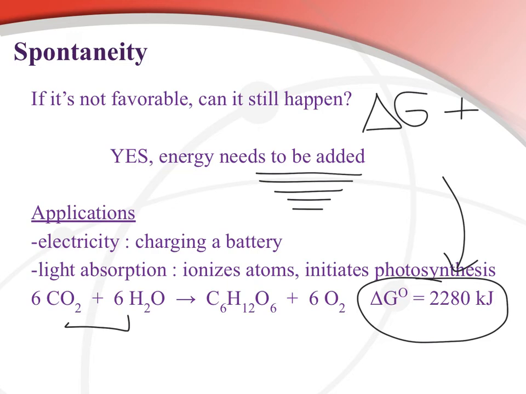Charging a battery works the same way. A battery in your phone is favorable to run your phone. It'll drain the battery. It does not go back on its own. The reverse reaction has a positive delta G, but if you plug it into the wall, you're adding electricity, which is energy. You're adding energy to overcome that and reverse that reaction to get back to a favorable condition.